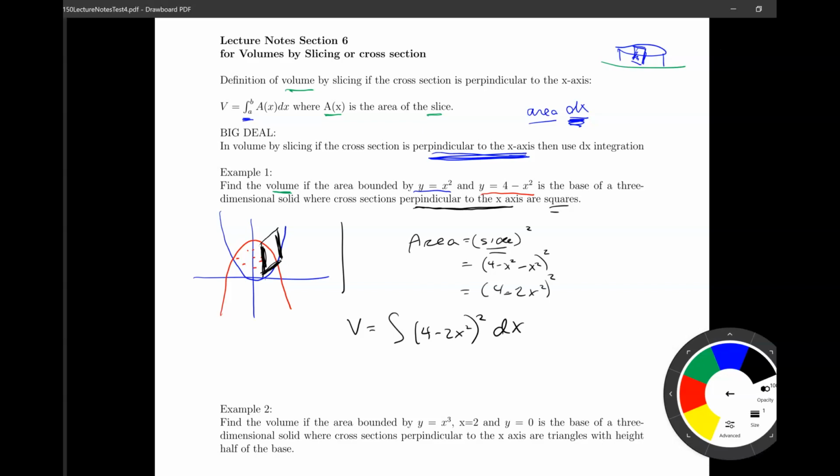So where am I going to be building these slices from and to on the x-axis? It's going to be where these two functions intersect. So that's going to be x squared equals 4 minus x squared. 2x squared is 4, x squared is 2. So I see it's going to be plus or minus root 2.